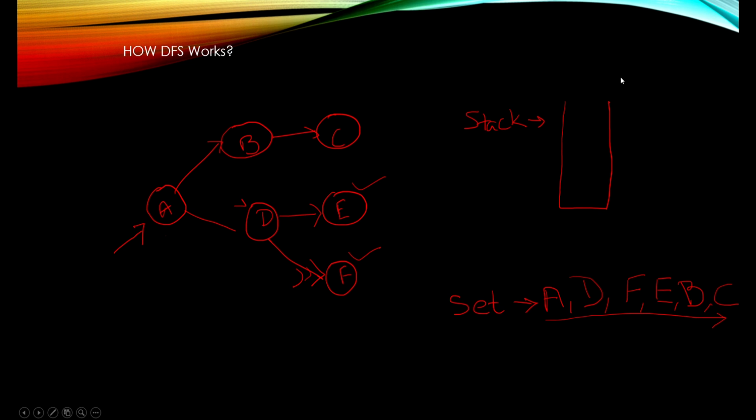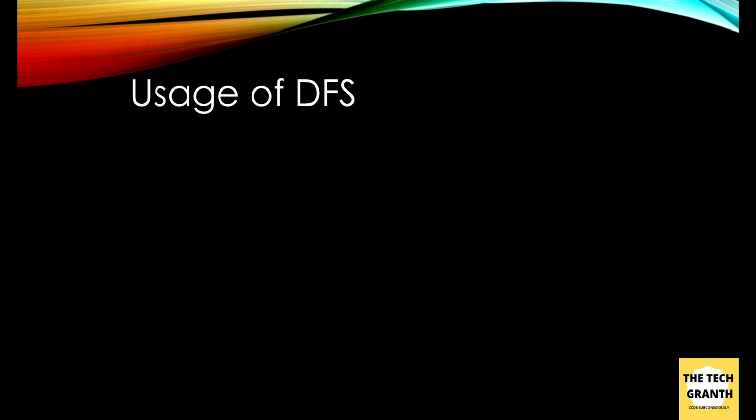And in place of a stack, we can use the operating system stack and use recursion. I will use recursion in the code to show you how you can implement this particular feature. I hope the traversal logic was clear to you, how the traversal happened and how depth first search can be implemented. So let's move to the uses of DFS.